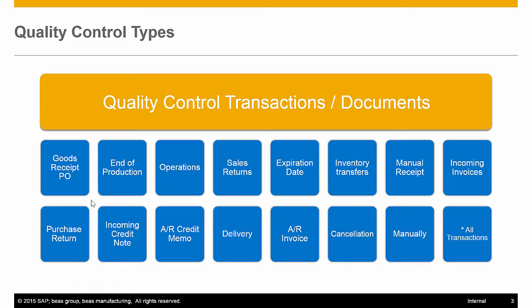Purchase return, incoming credit notes, AR credit memos, delivery to the customer, AR invoice, cancellations, manual quality control because you simply want to apply a quality control manually, and also all transactions. It is a type of quality control you can select for an item, which means when any transaction or document here happens, then a quality control will be applied.